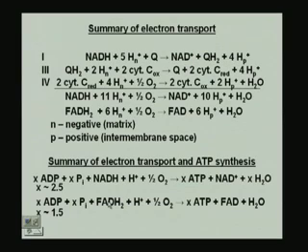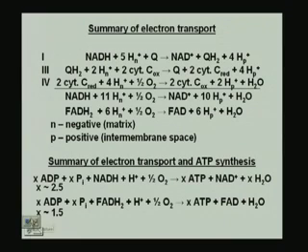Now, if we consider the summary of the electron transport and ATP synthesis, we have X ADP + X Pi with NADH + H+ give you X number of ATP. In terms of NADH and NAD+, in this system, for every NADH you get 2.5 moles of ATP. For the FADH2 to FAD system, you get 1.5 moles of ATP.